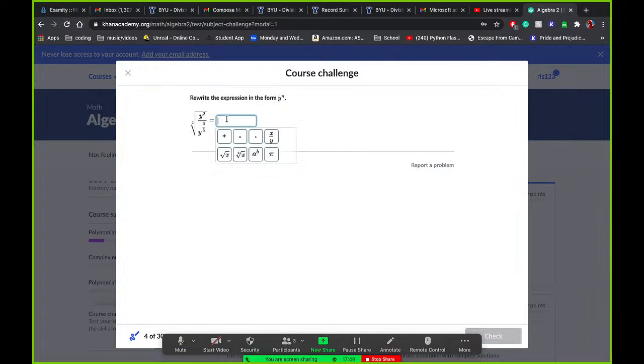Okay, Siddharth, you can do this one. Okay, we have the expression in the form of y to the power of n. So the first one is y squared over y to the power of 4 over 5, all over 3. Okay, so first you're going to have to subtract. So we subtract 2 minus 4 over 5. Let me just do that real quick. That'd be y to the power of 6 over 5. Yeah, good job.